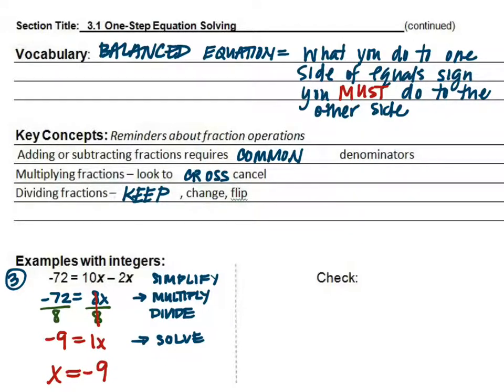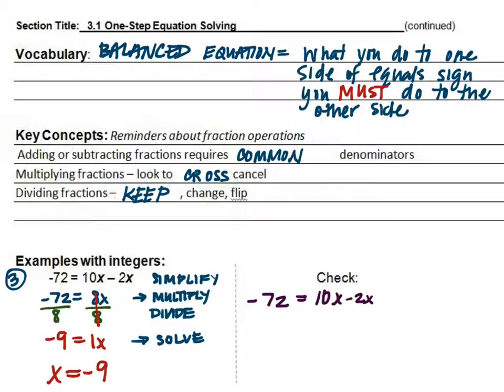Now many people don't like to have the x on the right-hand side, so we can always flip-flop that. My suggestion is not to flip-flop that until the very end. So I have x is equal to negative 9. We're going to go ahead and check this.